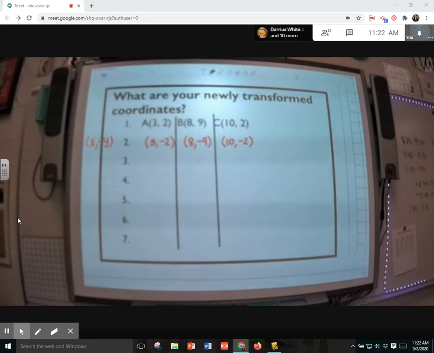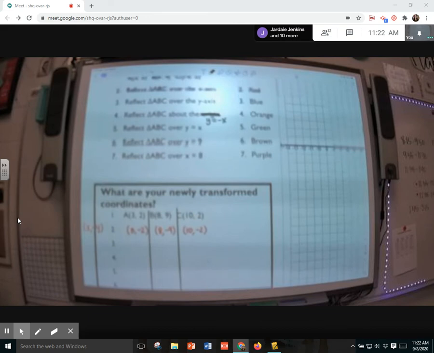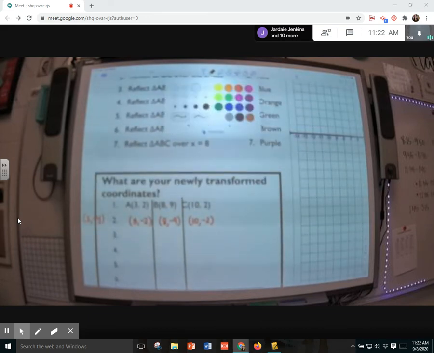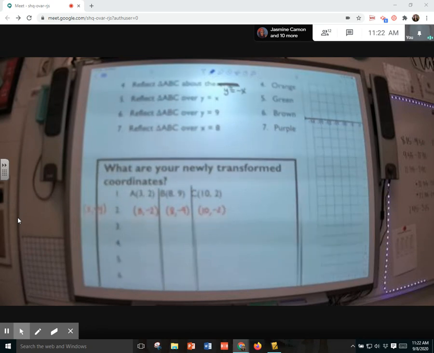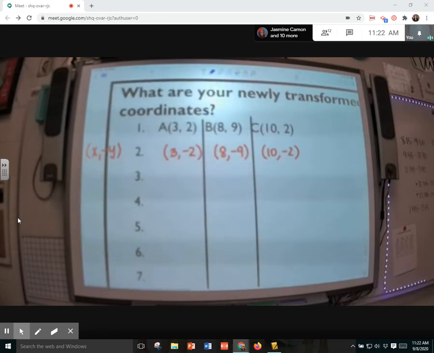Then the next one is going to be blue and it wants you to reflect over the y-axis, but you're going to go back to the original coordinates. Don't base what you have off of the ones you just did. So I'm going back up to the black ones and I'm just going to change all of my x values and leave all the y values as they were. So I have negative 3, 2, negative 8, 9, and negative 10, 2. Remember, you're always basing off of the black ones.